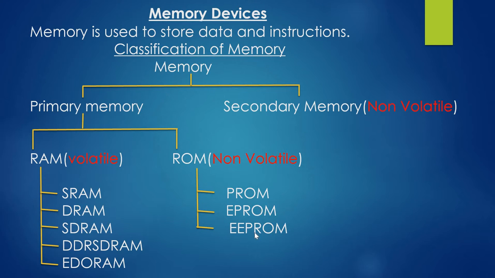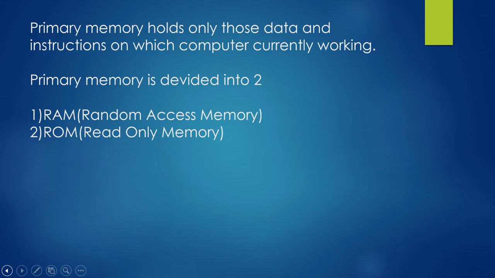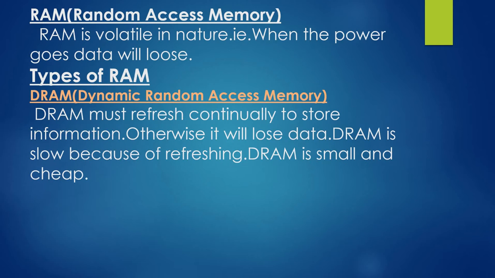In this, RAM is volatile in nature, but ROM and secondary memory are non-volatile. Then primary memory means it is a working memory. Primary memory holds the data and instructions on which the computer is currently working, meaning the current working memory is the primary memory. This primary memory is classified into two, that is RAM and ROM. RAM means random access memory. ROM is read-only memory. First one, random access memory.